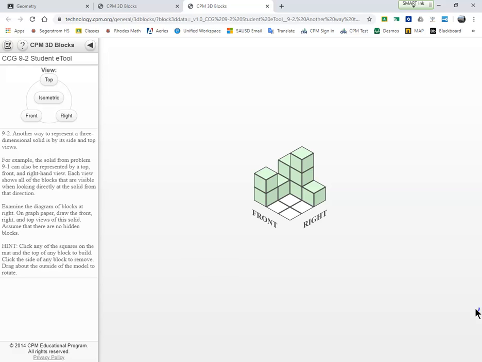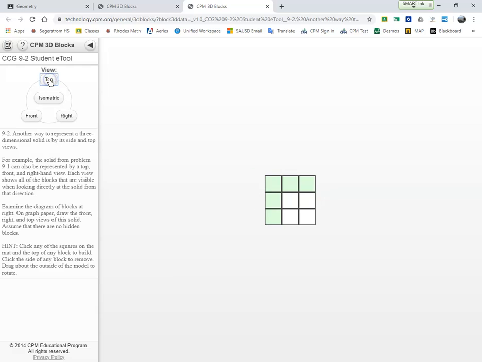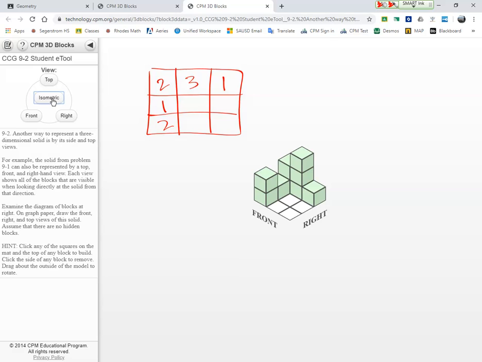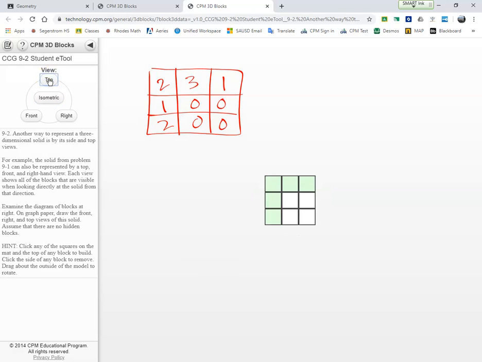So again, we have the front view, if you click front. You have the right view, if you click right. You have the top view, which you click top, and then you have the isometric view. And so as you can see, if we were to match up with this, we have 2, 1, 2, 3, 1, and the rest are zeros. But if you look at it from the top, you really can't tell much about that, except for these are all zeros.